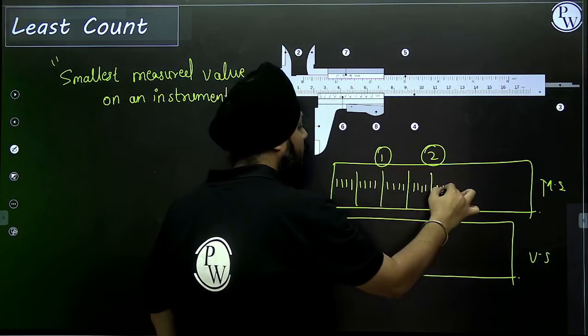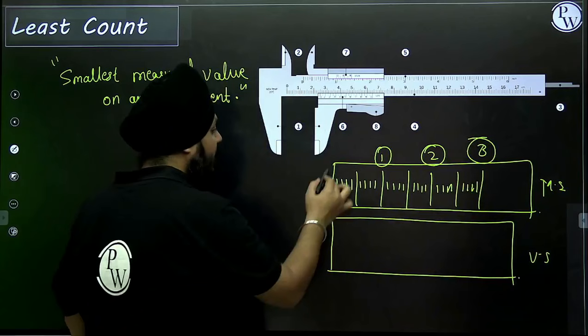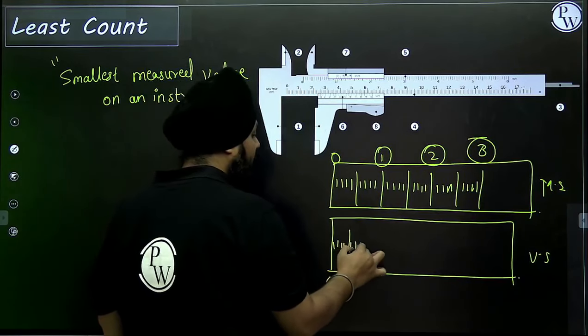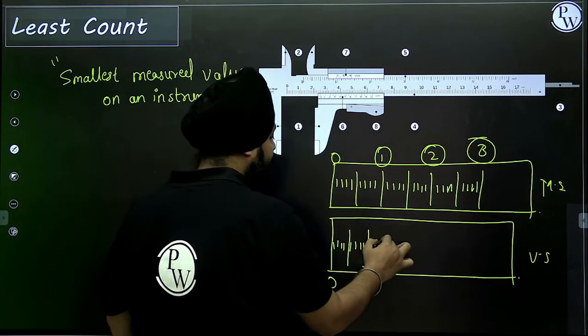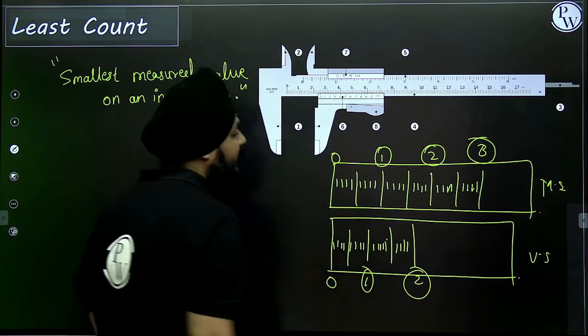This is 2. This is 3. Similarly, this starts with 0, 1, 2, 3, 4, 5. This is 1, 2, 3, 4, 5. This is 2. Like this way.